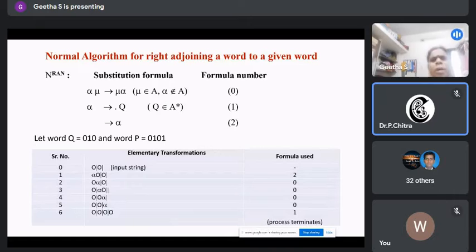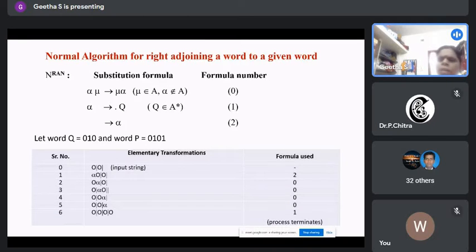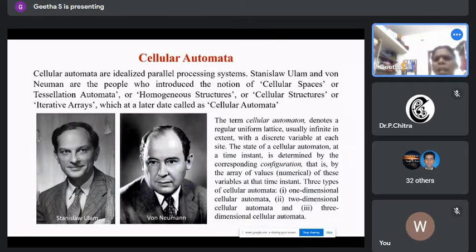Yes. Is it clear, ma'am? Normal algorithm for right adjusting? Yes. Okay, it is a simple example. You can take any word, an 8-bit word or a 16-bit word. P is the input string and Q is another word. When it is terminated, you replace it with the word Q. This ends it.